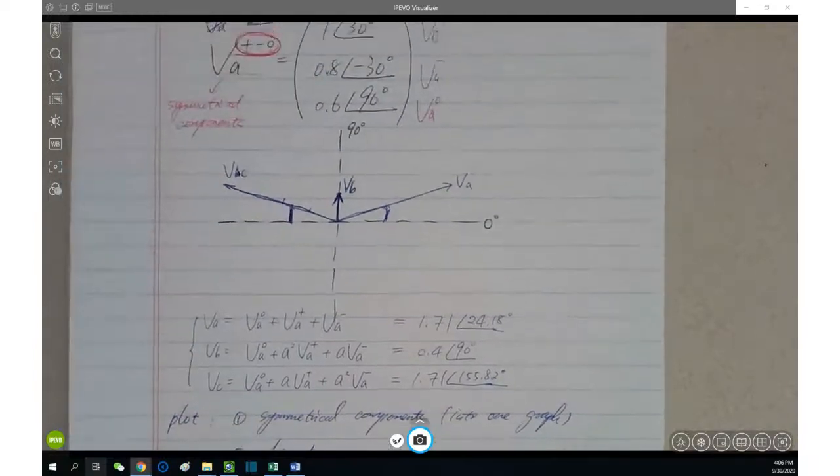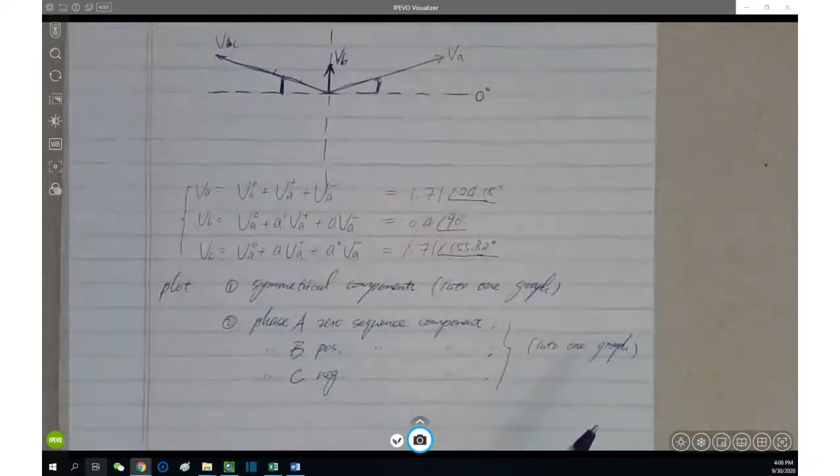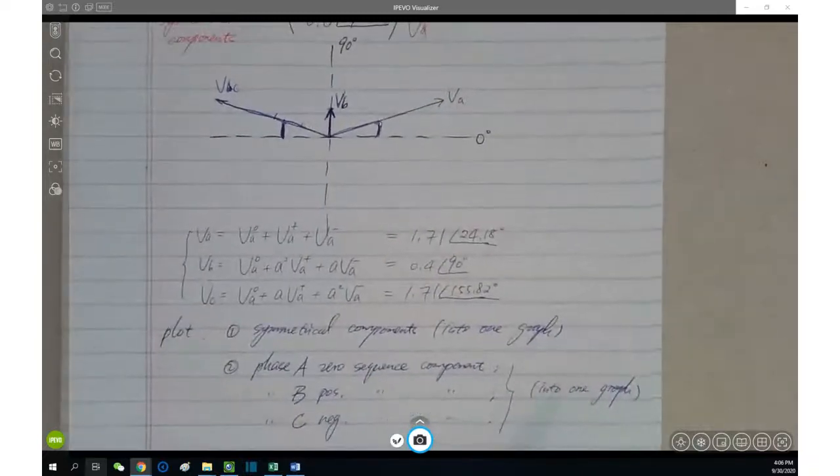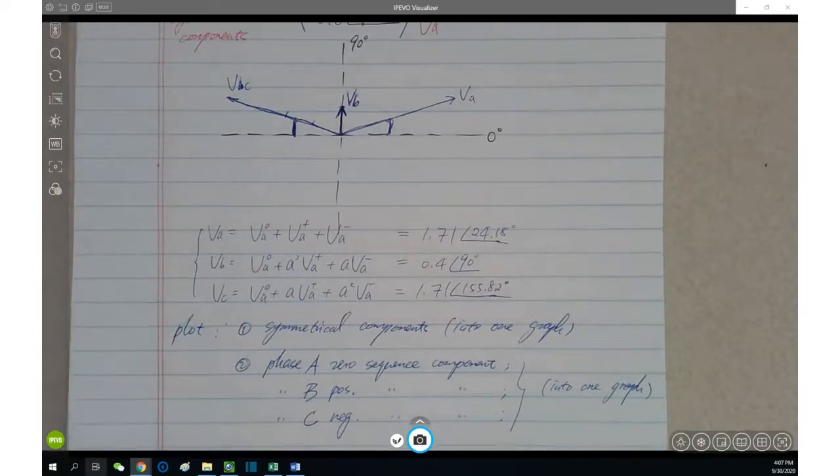Once again, symmetrical components should be in your notes already. So let's plot these into obviously two phasor diagrams, phasor graphs. Go ahead. Go ahead. 3 to 5 minutes.